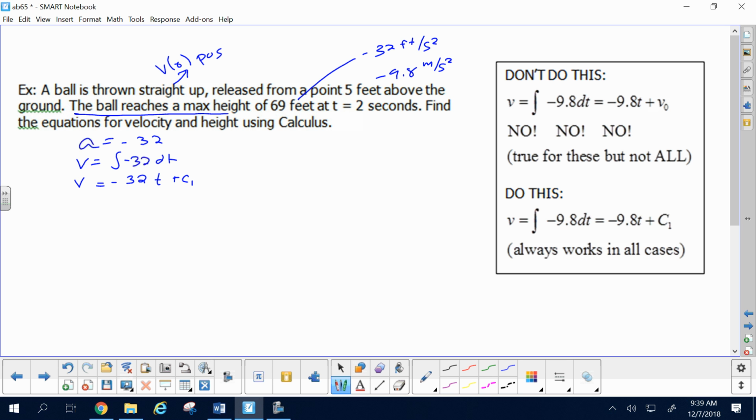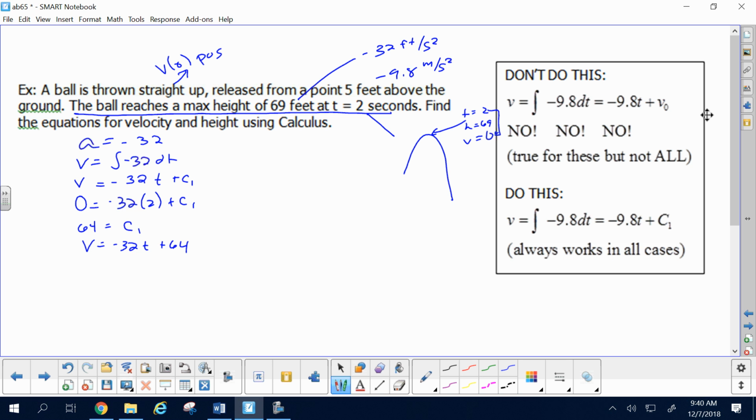Okay, I like what you're looking at, but I don't agree with 69. If it's at its max height, at this point, time is 2 and height is 69. What's velocity? 0. Okay, at that instant, velocity is 0. I can use those two together to find C1. The velocity is 0 when time is 2, which implies C1 is 64. That means the initial velocity is 64 feet per second when it's released. So the velocity equation is negative 32t plus 64.